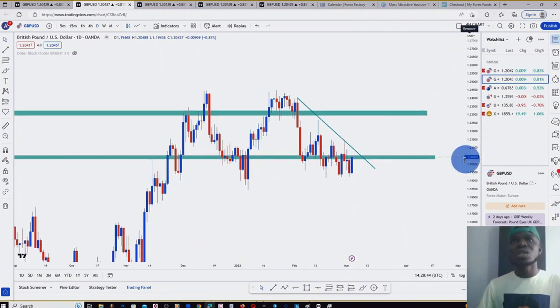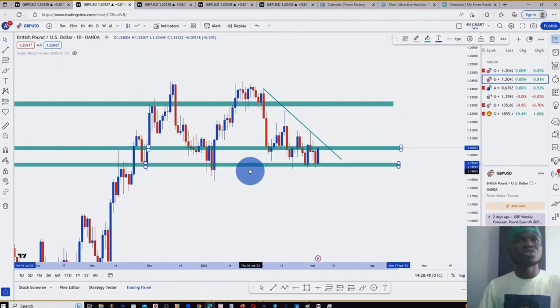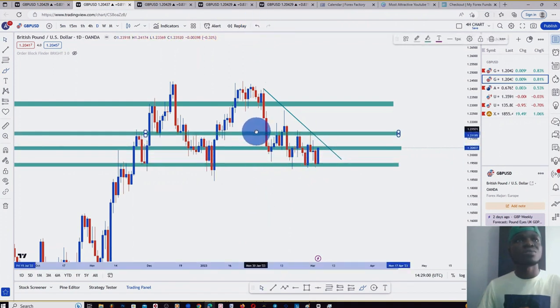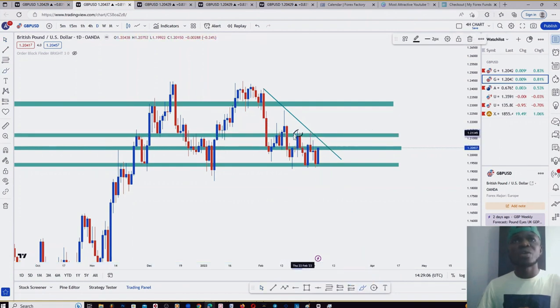Let's figure out other major levels on the daily time frame. We have another major level around this zone where we have multiple price reactions, price rejection around this zone, around this zone. That is a very significant major level. Let's figure out another major level. We have another major level around this place. This is also a zone where we have price rejection.